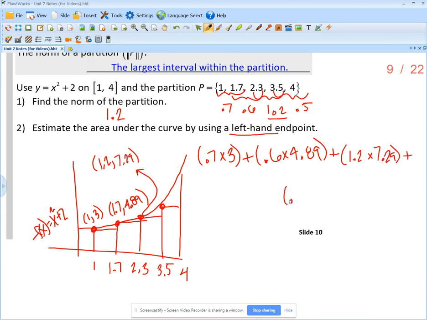Our last partition only has a base of 0.5. Substituting 3.5 in, we're going to have a height of 14.25. So I have 0.5 times 14.25. Very dry and nothing that's particularly new to us. We've dealt with finding these rectangles already. The only thing that's different here is that the base isn't constant, it's changing. Multiply this all together, you get 20.907.